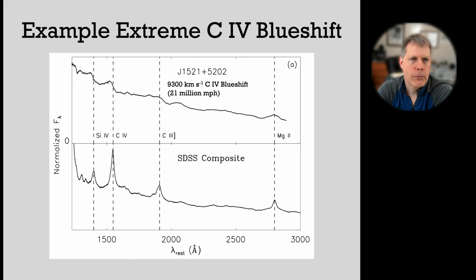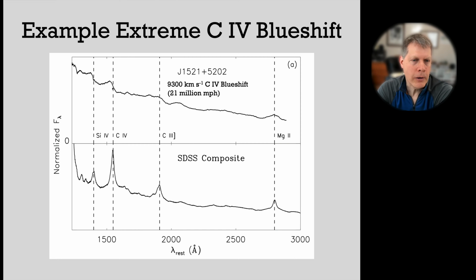But look at the carbon-4 emission. It peaks clearly offset from where the typical carbon-4 emission should be, and also clearly offset from what you would expect compared to the magnesium-2 in the same object. And so the carbon-4 line is highly blue shifted in this system. This again is admittedly an extreme system. In this case, the carbon-4 is blue shifted by about 9,300 kilometers per second, and that corresponds to about 21 million miles per hour.